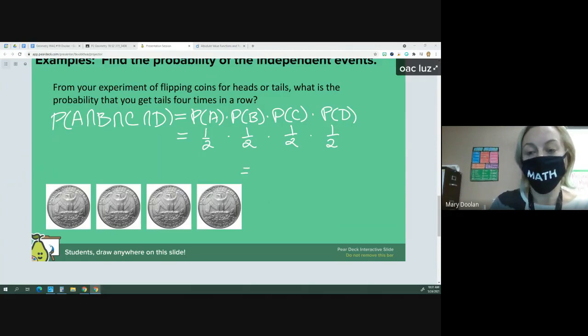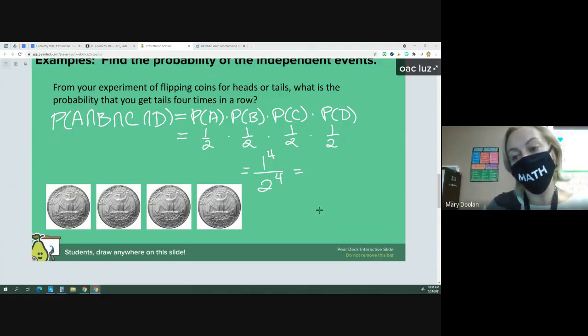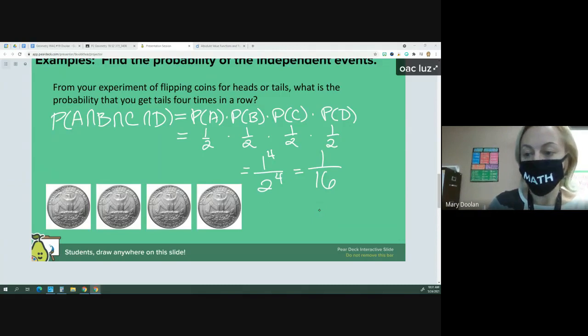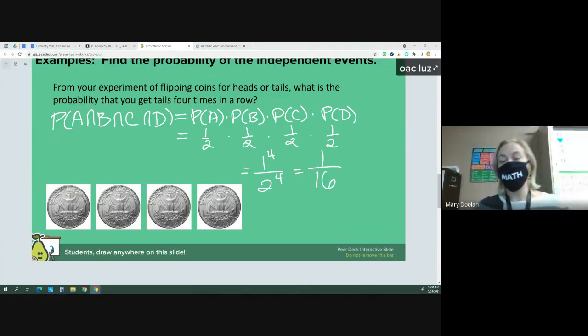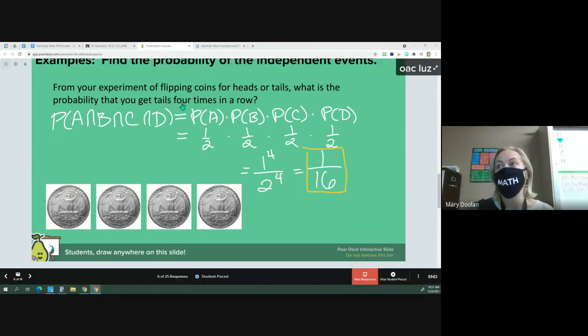Okay, so we're going to multiply the numerators together. 1 times 1 times 1 times 1 is 1 to the 4th power. Multiply the denominators together. 2 times 2 times 2 times 2 is 2 to the 4th power, which simplifies to 1/16. So that is the probability that you would flip tails 4 times in a row is 1 out of 16, or 1/16.